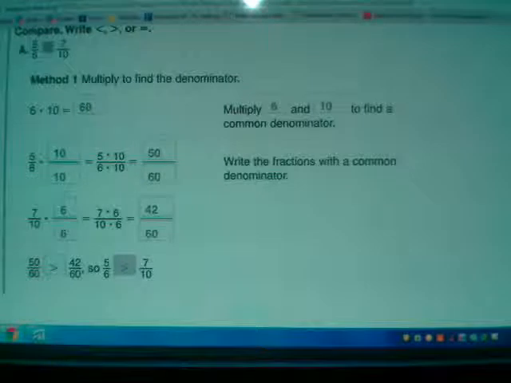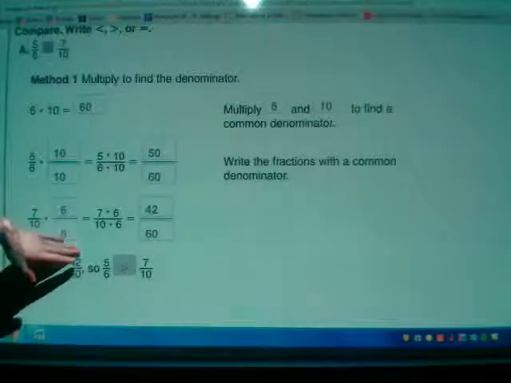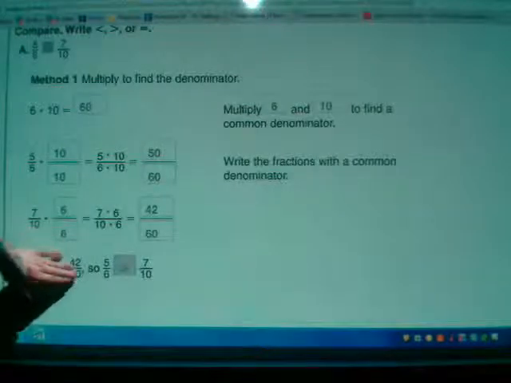Remember, when we compare fractions, we don't actually have to look at the denominators once we have a common denominator. But it's essential you have a common denominator before I can assert that. Once we have that common denominator, just compare the numerators. So we've got 50 and 42. Well, obviously 50 is bigger than 42, which means 50/60ths is bigger than 42/60ths.